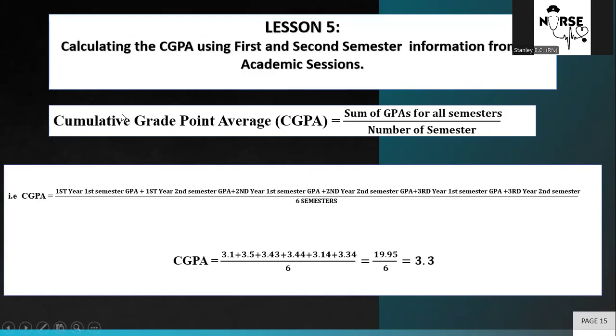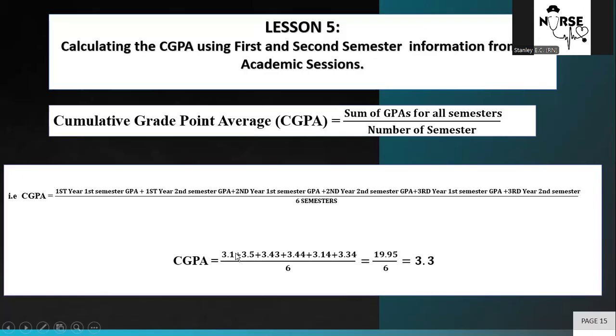So what's the formula? Cumulative grade point average is equal to the sum of GPAs for all semesters divided by the number of semesters. That is, CGPA is equal to first year, first semester GPA plus first year, second semester GPA plus second year, first semester GPA plus second year, second semester GPA plus third year, first semester GPA plus third year, second semester GPA. How many semesters altogether? There are 6. It's like you are finding your mean. Divided by 6, you will get the below.